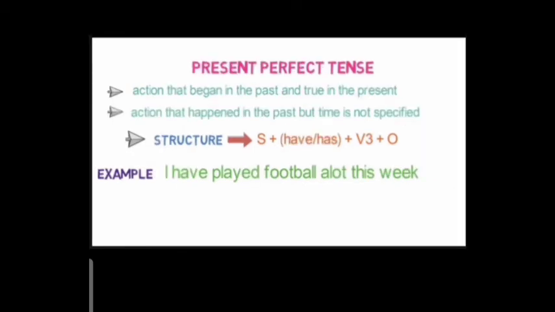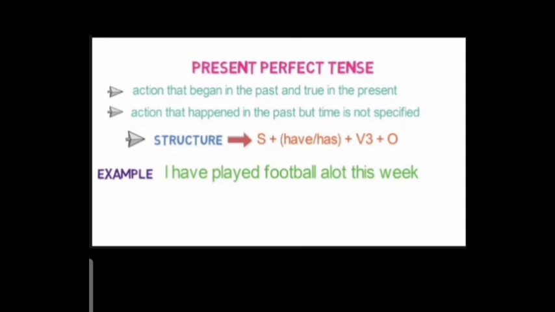Let's look into perfect tenses now. Perfect tenses refer to an action that began in the past and is true in the present, or an action that happened in the past but the time is not specified. The structure of it is subject plus has or have plus verb's third form plus object. For example, I have played football a lot this week. Here, the action of playing had started in the past and it's true in the present moment. That is, I am still playing football.